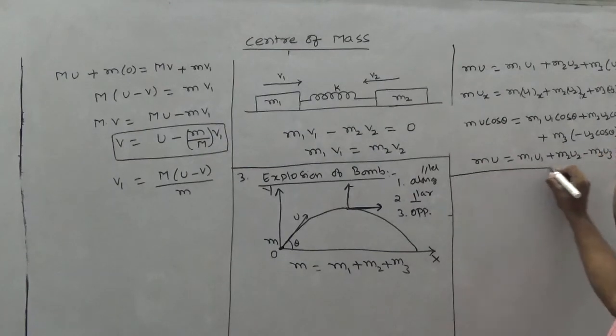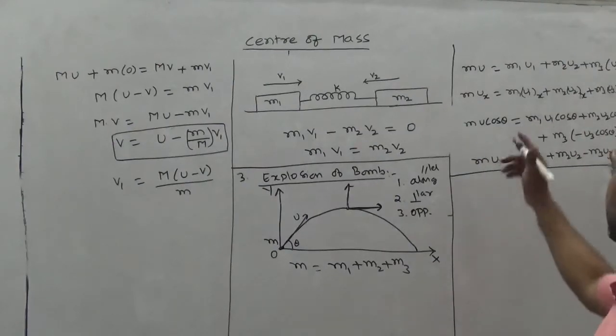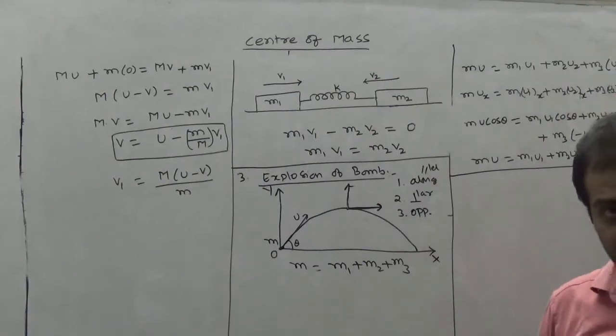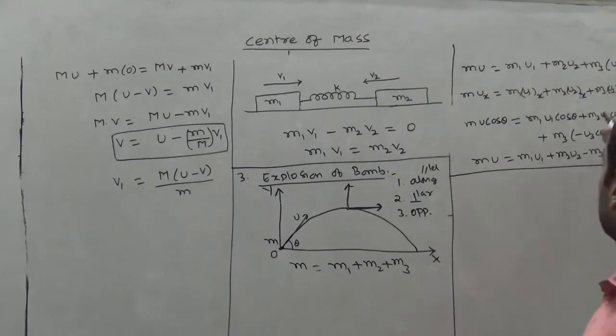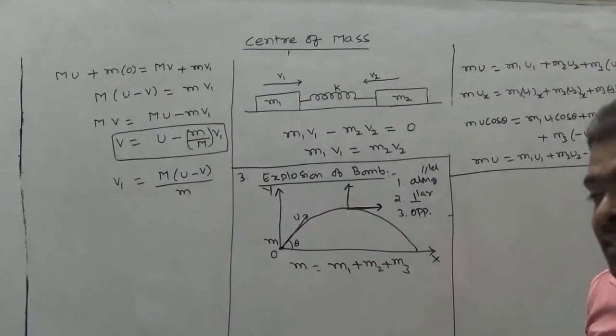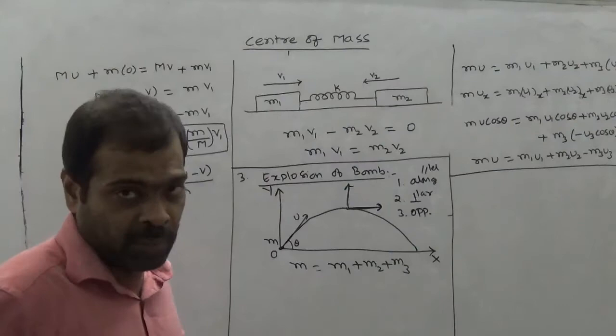Similarly, I will consider the y component, that is mu sin theta. Here u2 of y will be 0 and u3 of y is also 0, because the third fragment is moving opposite to the initial direction of motion of the bomb.